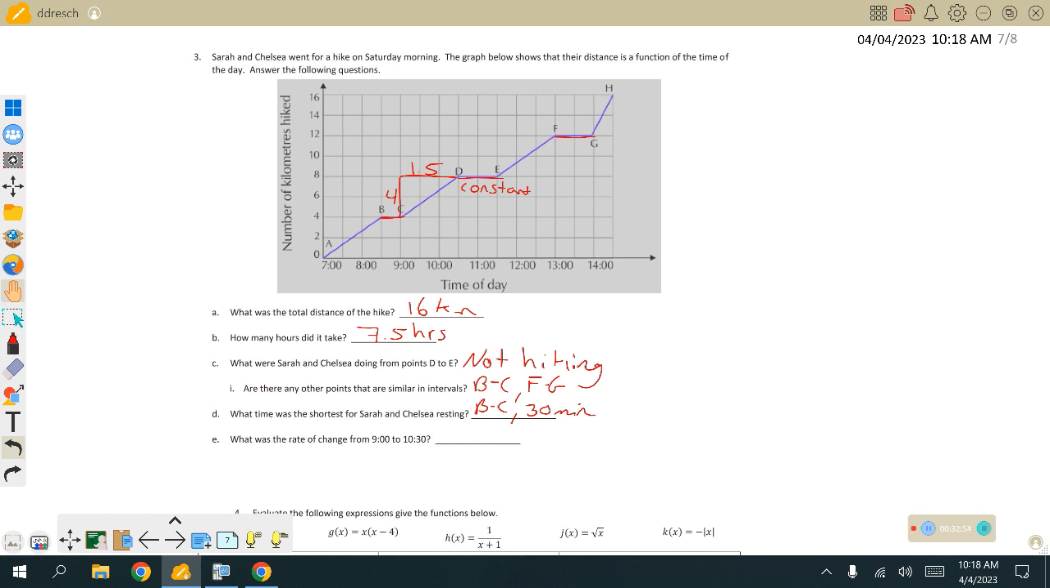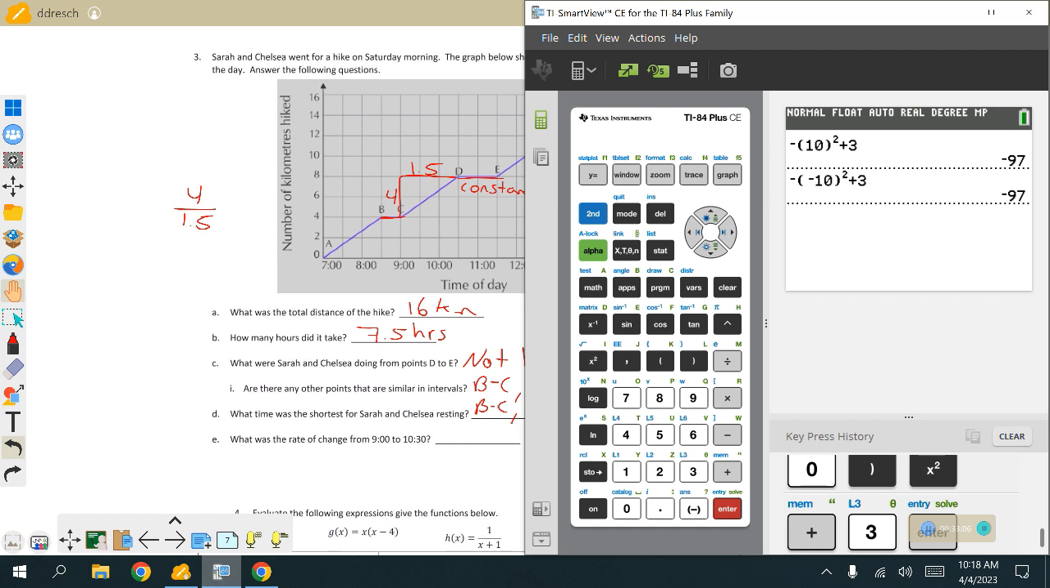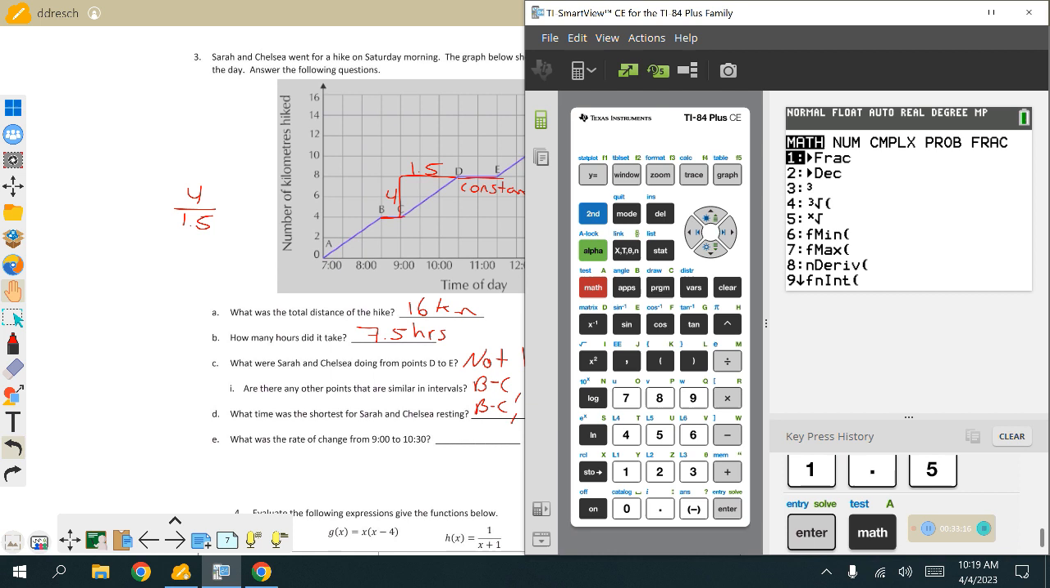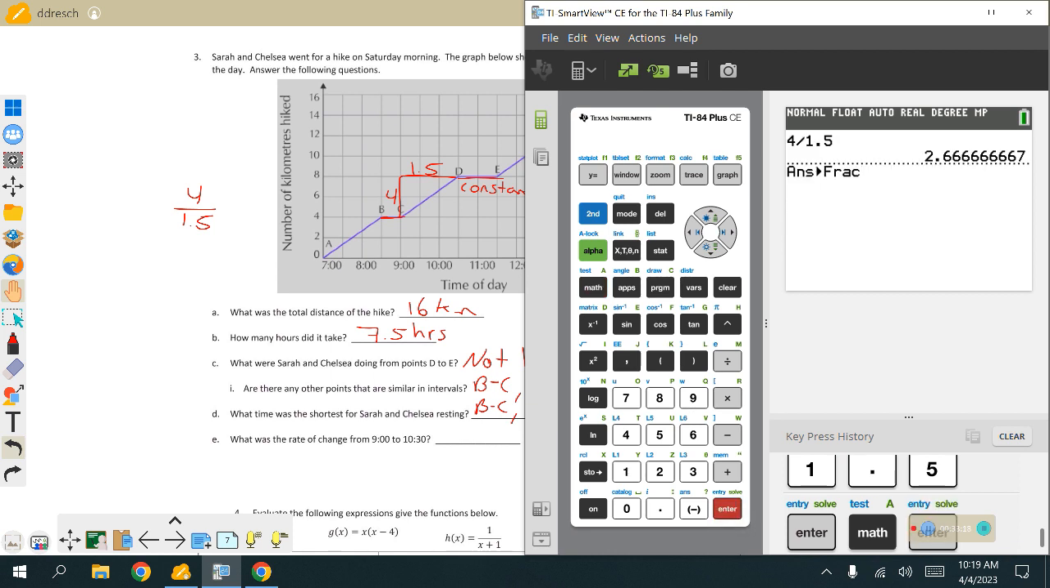So how do I write slope? Rise over run. So 4 over 1.5. Clean that up. We never leave decimals and fractions together. Let's go to your calculator. Calculate your buddy. 4 divided by 1.5. It is not, I believe, pretty. So we use our calculator and change it to math fraction, which is, somebody get 8/3.